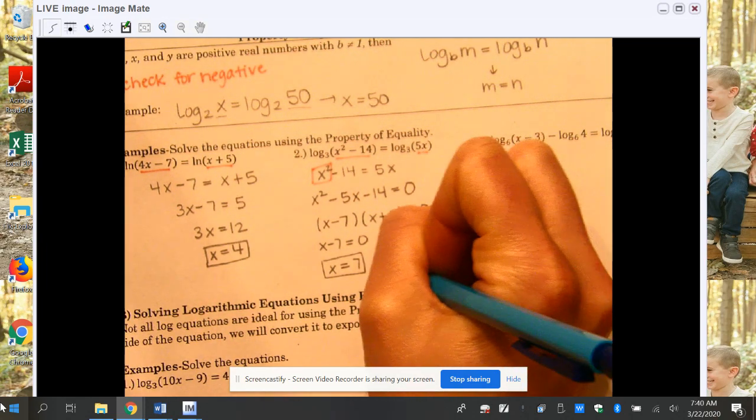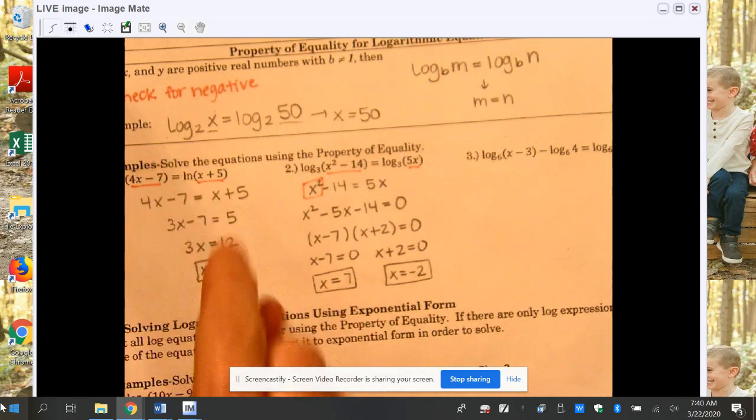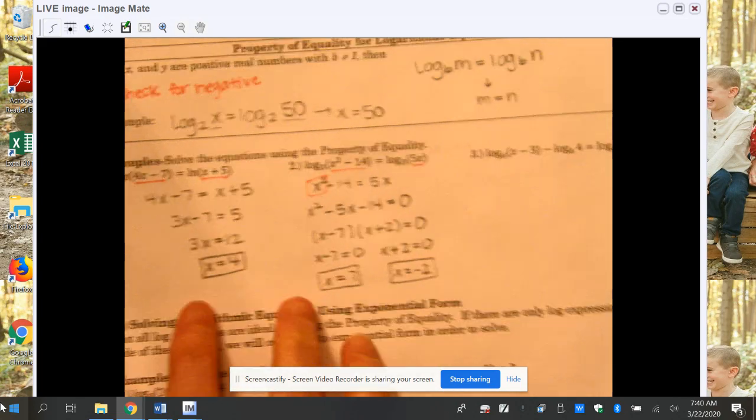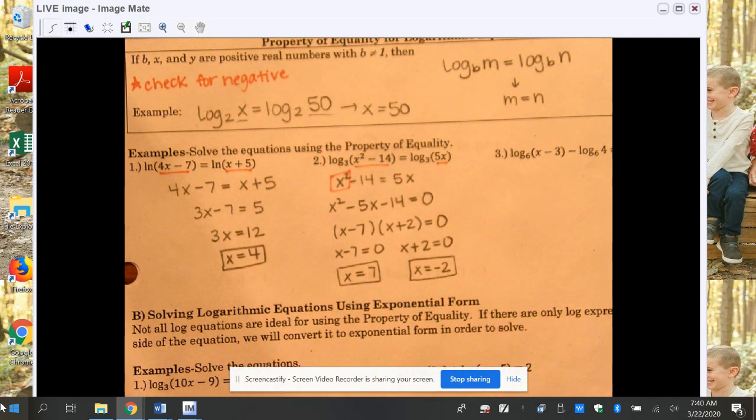Okay. Now, remember, it's okay. Well, actually, I shouldn't say remember. I don't think we've talked about this yet, but it's okay for x to be negative. Your variable can be negative as long as it doesn't make the quantity in your logarithm negative.